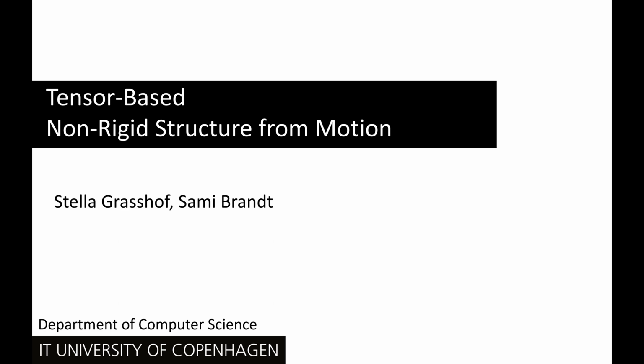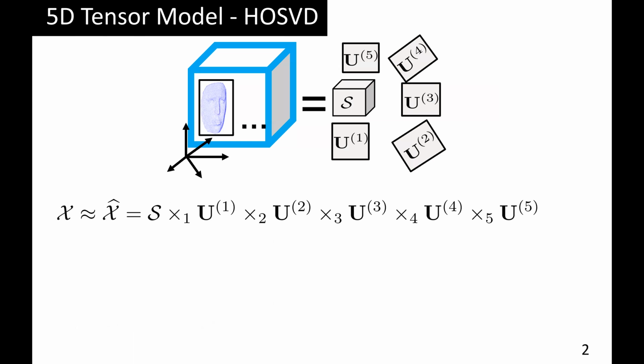So first off, we will start off with a data array. Here we will sort 2D data points into a 5D array, which we will refer to as the data tensor. And in fact, you can unfold the data tensor into different matrices. Each of these unfoldings can then be factorized using an SVD. If we do this for each of the unfoldings, then this is called the higher order singular value decomposition.